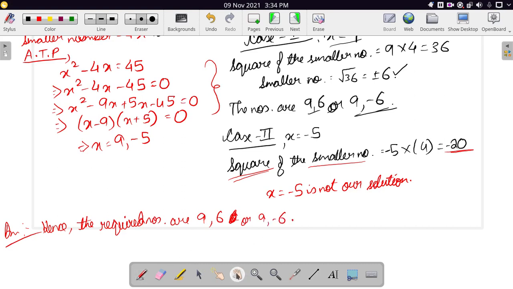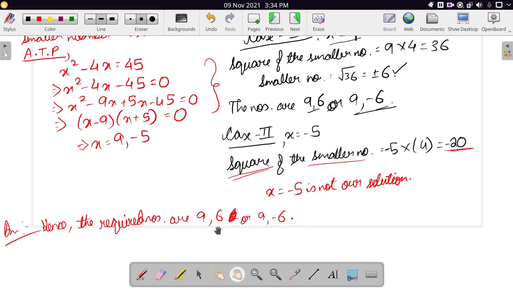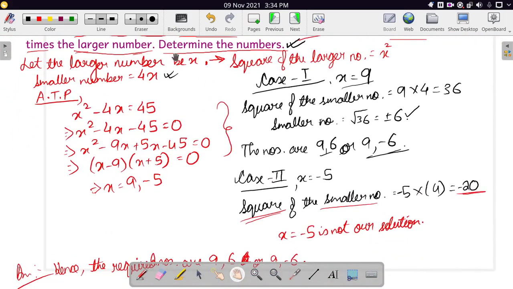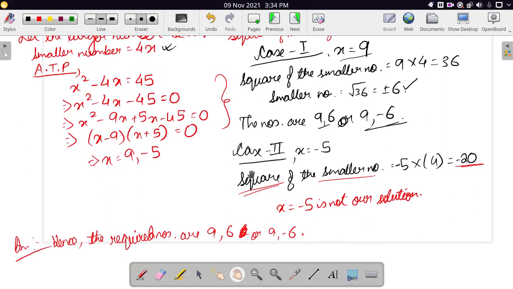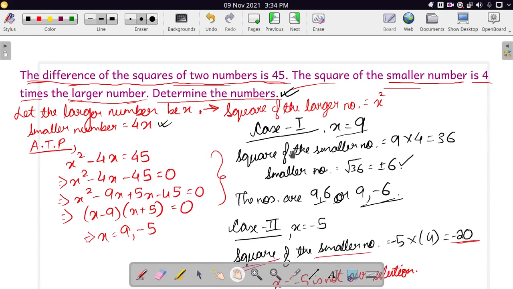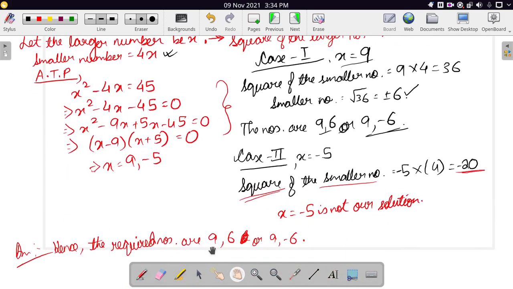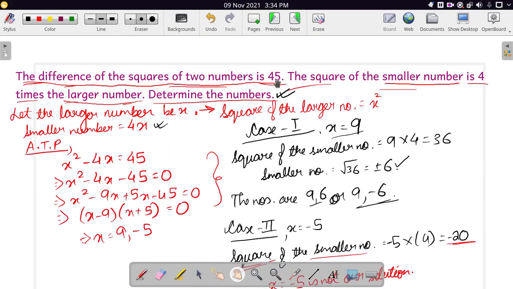If you want to recheck, you can take 9 and 6 as the two numbers. Here it's saying determine the numbers. If you want to back calculate, then you take 9 and 6. These are the two numbers. 9 square is 81, 6 square is 36. 81 minus 36 is 45.